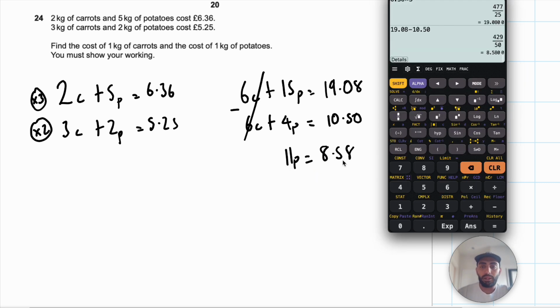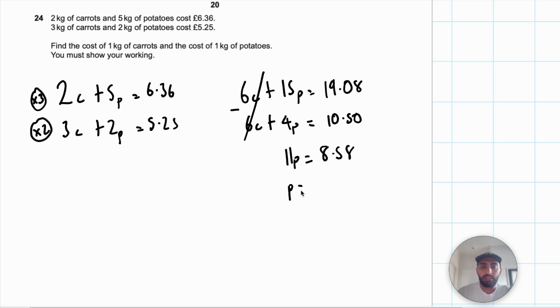P is being multiplied by 11, so I need to divide that by 11. That's 78. So P is equal to 0.78. So one potato is 78 pence. We can substitute this into the easiest equation, so I'm going to choose this one. And then we can find out the value of the carrots. So we don't know what the carrots are.